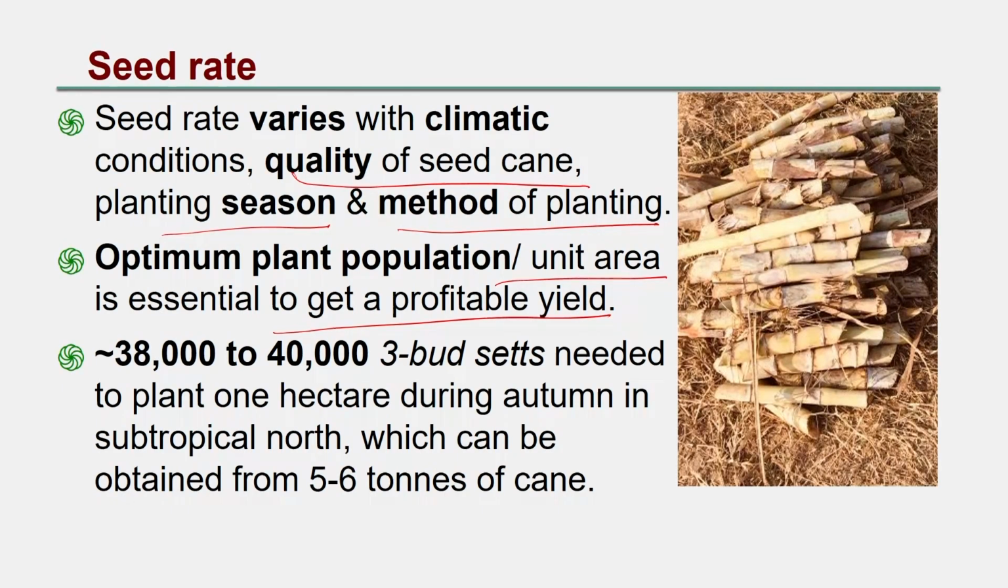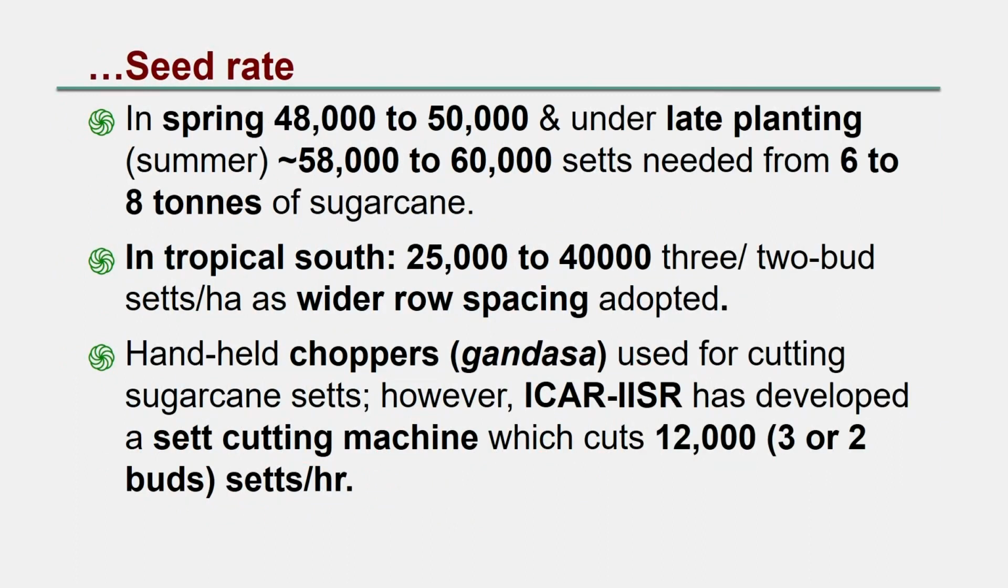About 38,000 to 40,000, students should pay attention. About 38,000 to 40,000 3 bud sets are needed to plant 1 hectare area during autumn season in the subtropical north, which can be obtained from 5 to 6 tons of cane. So, here the requirement of seed set is 5 to 6 tons per hectare. The set number is 38,000 to 40,000. These sets are 3 budded sets, and this is for autumn planting.